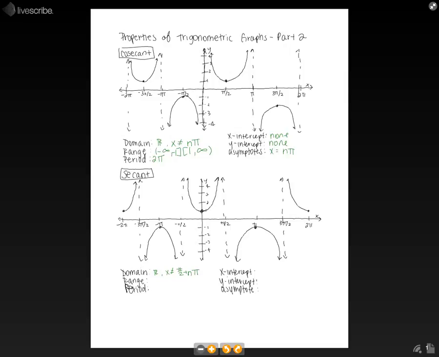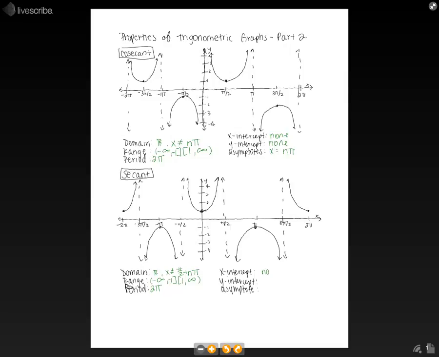The range is going to be the same as the cosecant graph because there are no values between negative 1 and 1. The period is also 2 pi because between negative pi over 2 and 3 pi over 2, which is 2 pi distance away from each other, we have a graph that goes up and a graph that goes down. And that repeats itself every 2 pi.